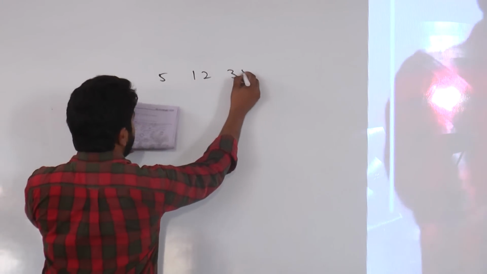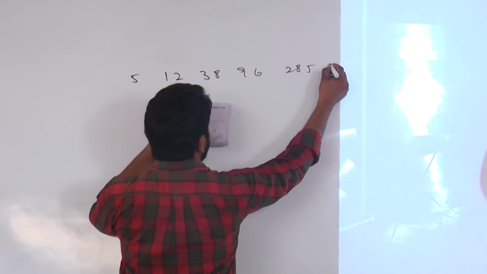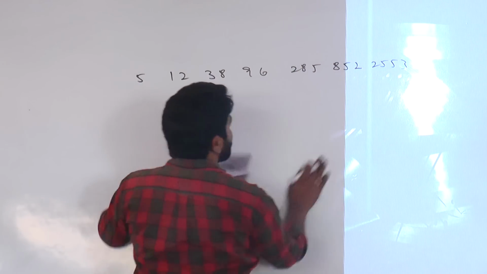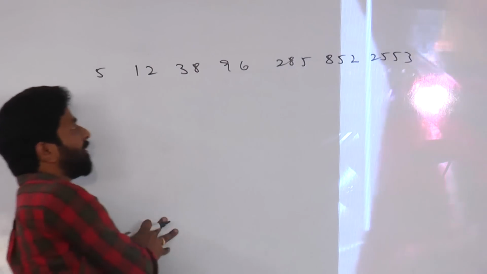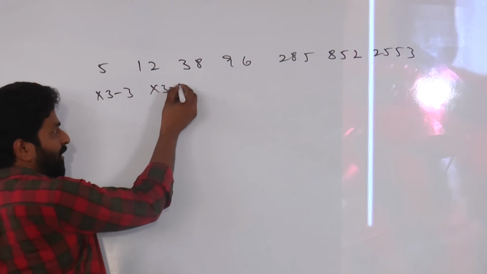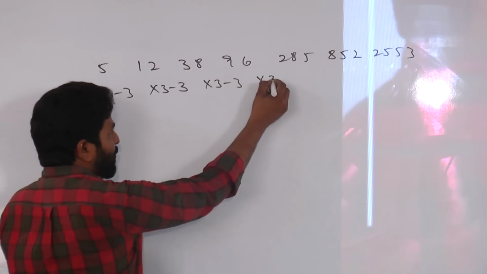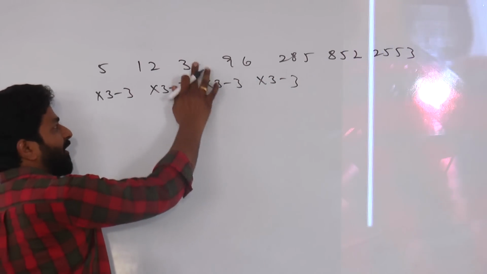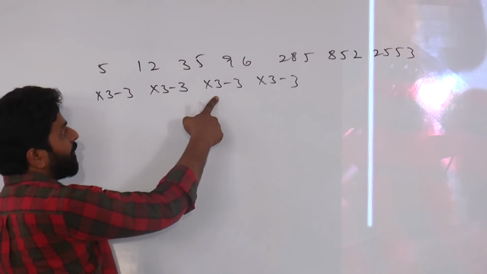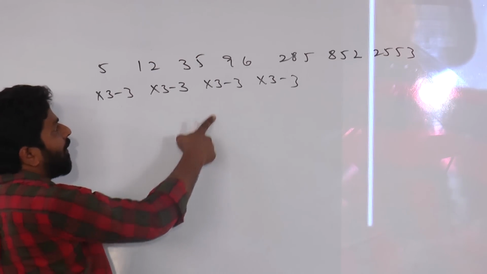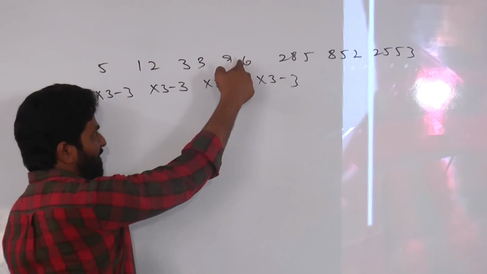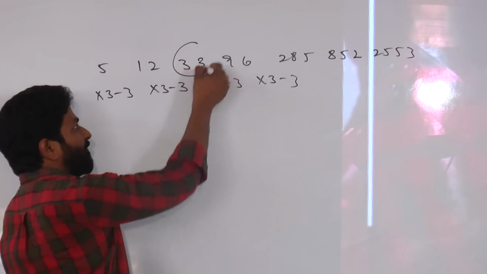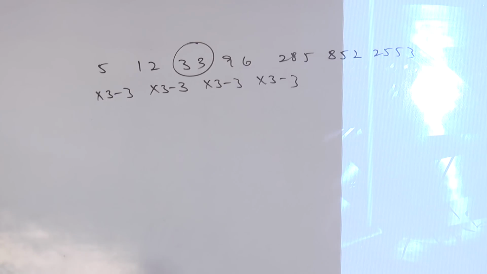5, 12, 38, 96, 285, 852, 2553. Right. 270, 18, 218, perfect. Into 3 minus 3, into 3 minus 3, into 3 minus 3. 36 minus 3, you should have 35 here. 33, 99 minus 3, 96, verified. Right, so you should have the third option, instead of 38 you should have 33. 53, should I explain?